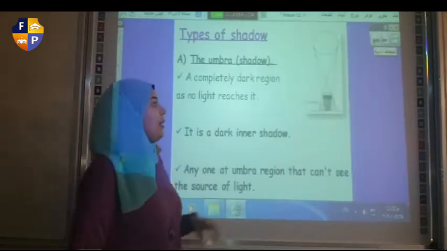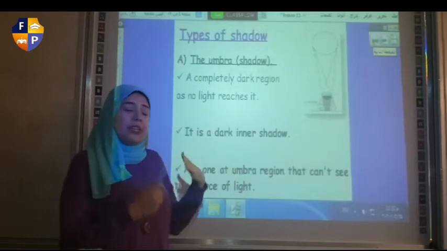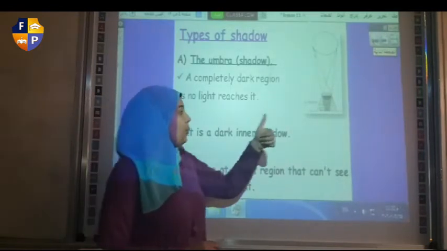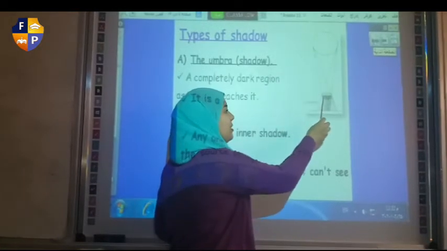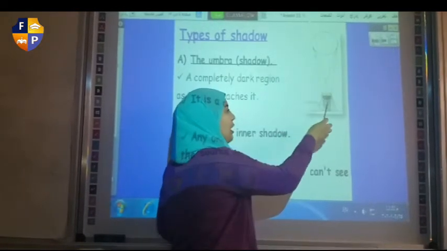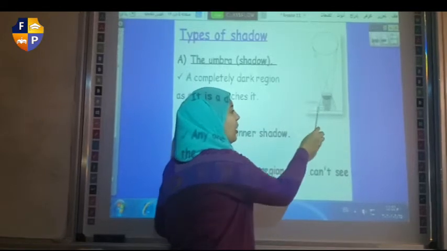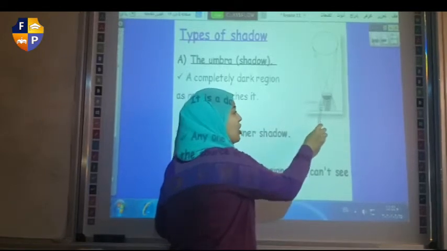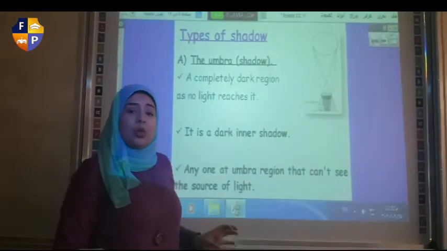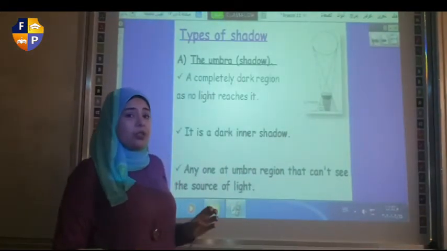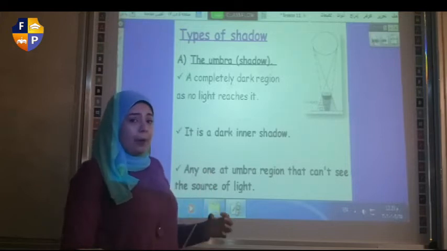Excellent. Okay, we have here many types of shadow. Number 1. This is the source of light, and this is the body which prevents the sunlight from reaching the other part. Here we have dark shadow. This dark shadow, we call it the umbra region. Repeat after me. We call it the umbra region.